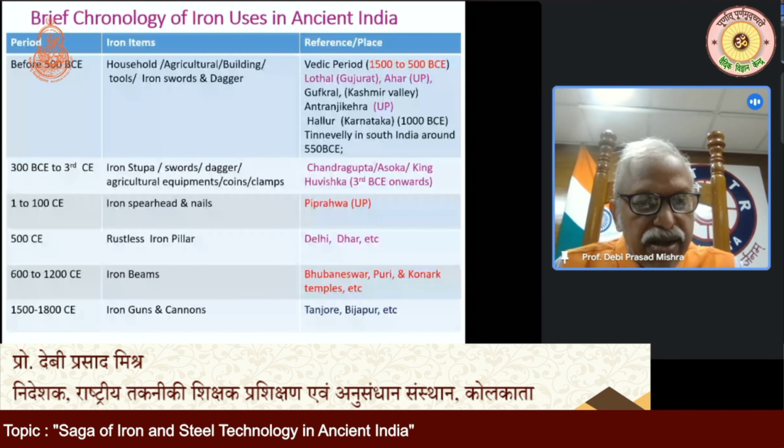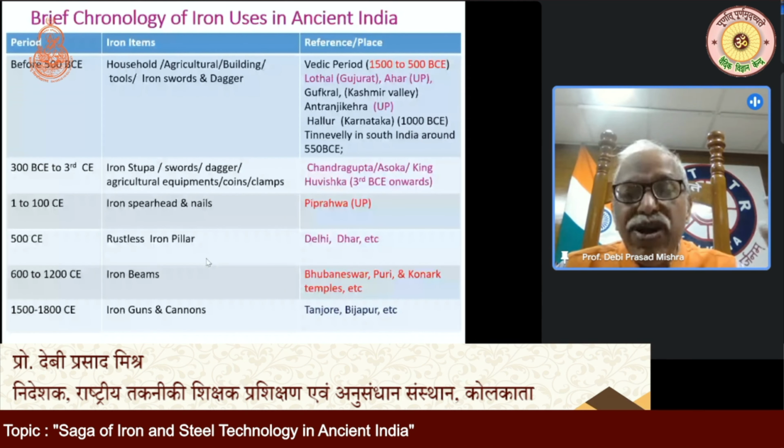Similarly, in 1-200 CE, iron spikes and nails in UP. You must be knowing our Delhi iron pillar, which is the rustless iron wonder of our country, and there are several iron pillars, not only in Delhi but in Dhar and other places as well, in Odisha as well. In 600 to 1200, the iron beams: in India, we are the first people in the entire world to use iron as a beam material. I'll be talking about that in Puri, Konark and other temples and other places as well.